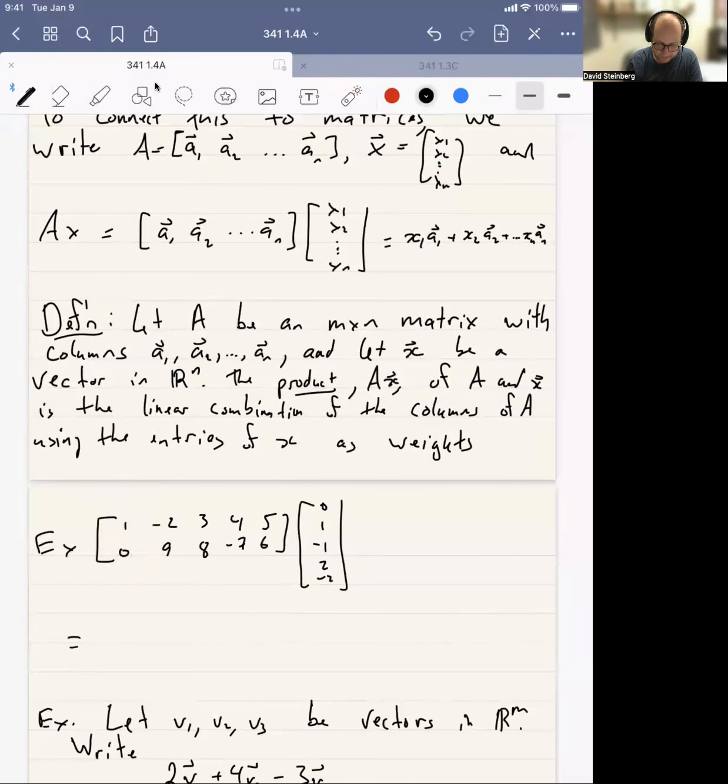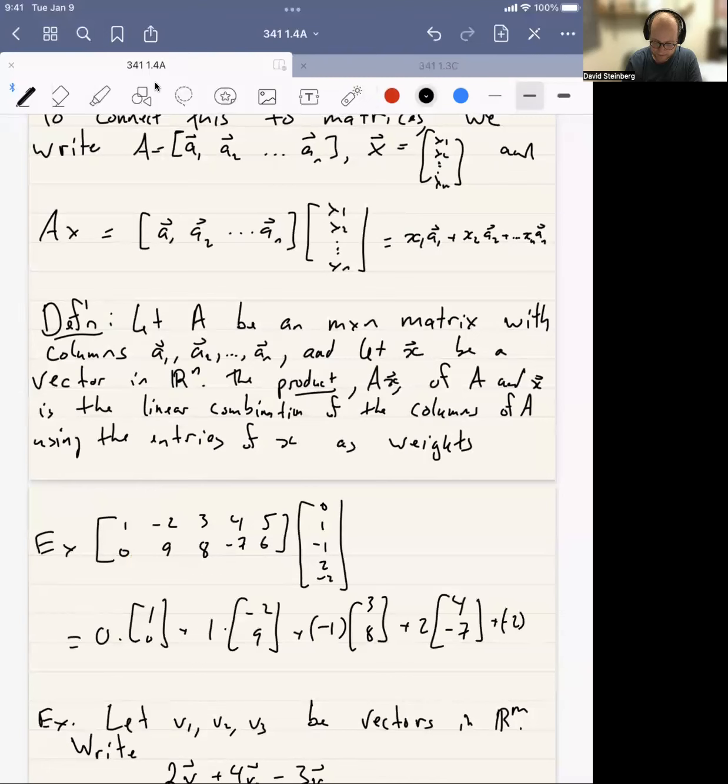So I guess we'll go 0, our first entry of our vector, and multiply our first column by that. So 0 times (1, 0), right? Plus 1 times (-2, 9), plus -1 times (3, 8), plus 2 times (4, -7), and then plus -2 times (5, 6).